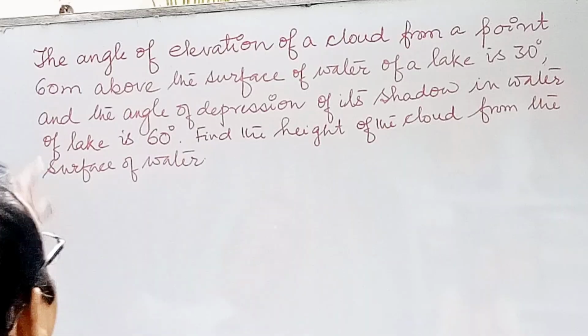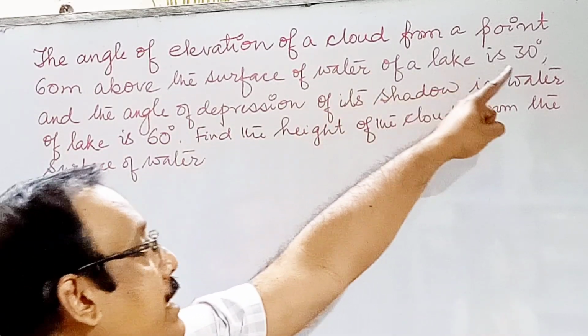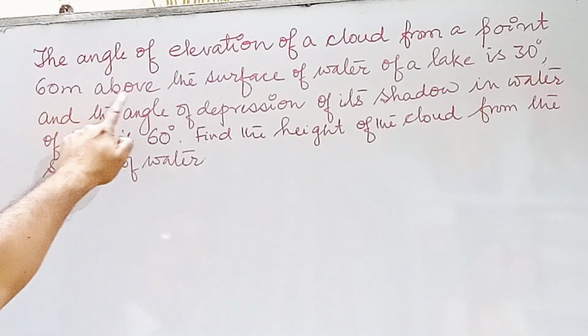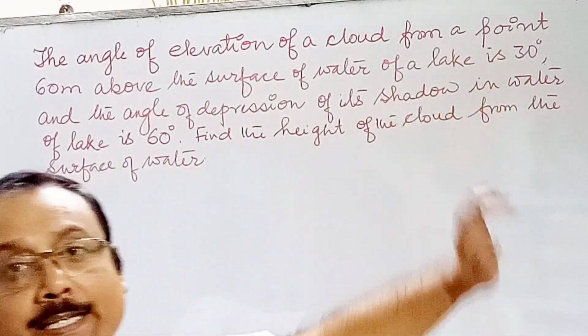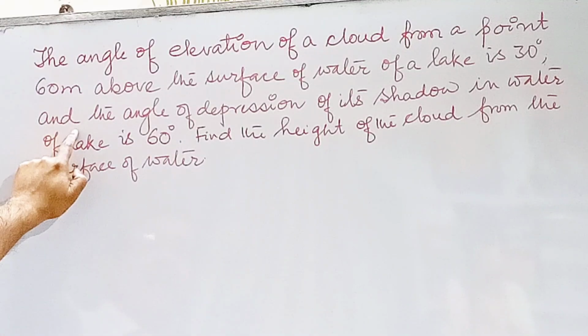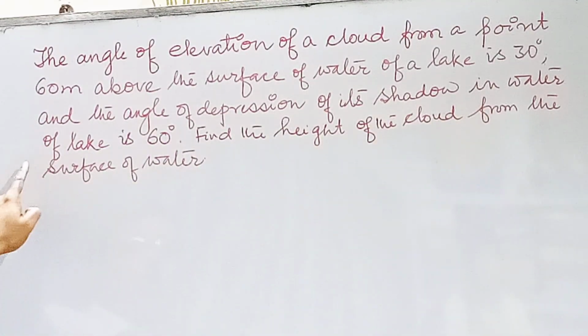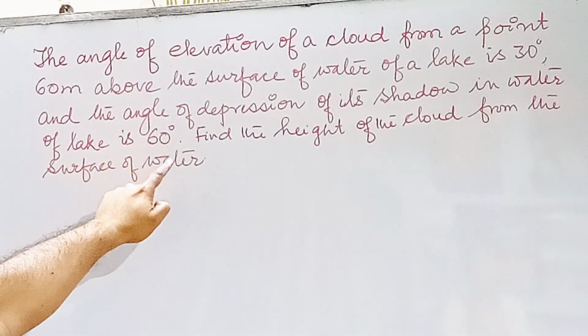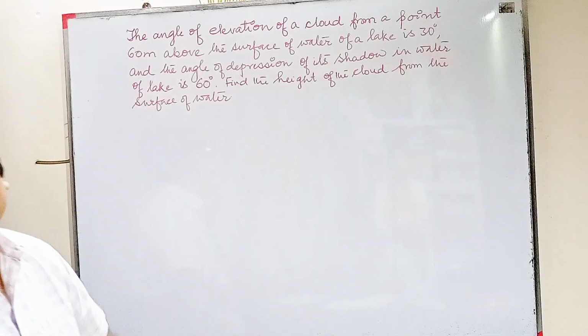Our today's question is: the angle of elevation of a cloud from a point 60 meter above the surface of water of a lake is 30 degree and the angle of depression of its shadow in water of lake is 60 degree. Find the height of the cloud from the surface of water.